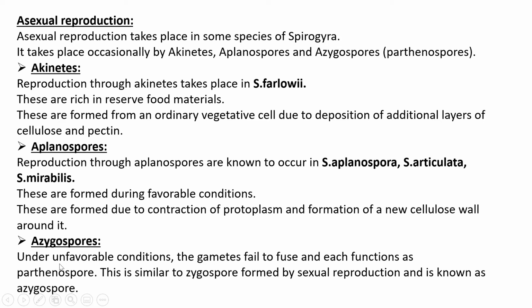Then azygospores is another type of asexual reproduction. This is formed under unfavorable conditions. The gametes fail to fuse and each functions as a parthenospore. This is similar to the zygospore formed by sexual reproduction and is known as an azygospore. I have mentioned these various types of asexual reproduction with figures in one of my videos, which I will give in the description box, the reproduction in algae.